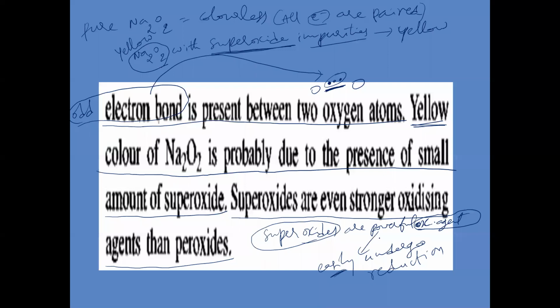That's why they are more powerful oxidizing agents than peroxides. So lastly, one point you have to remember without confusion is that between superoxides and peroxides, which oxides are more powerful oxidizing agents? Superoxides.